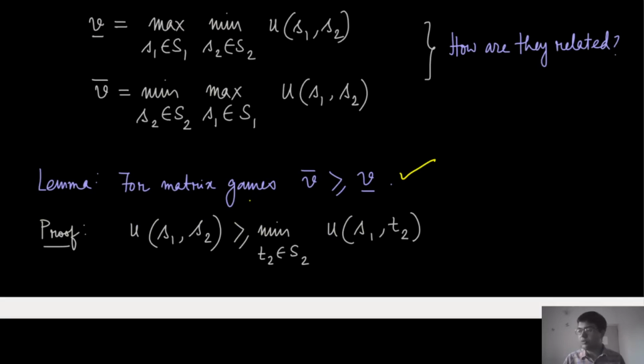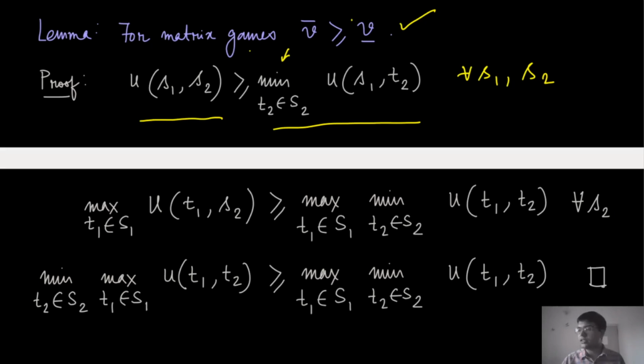So the first thing that we will do is look at the utility of the matrix entries at (S1, S2), and this is going to be greater than or equal to the minimum. This is just by the property of minimum that we have used, and this should hold for all S1 and S2. So we have already fixed this. This right hand side is no longer a function of S2, but the left hand side is. So this inequality should hold for all S1 and S2.